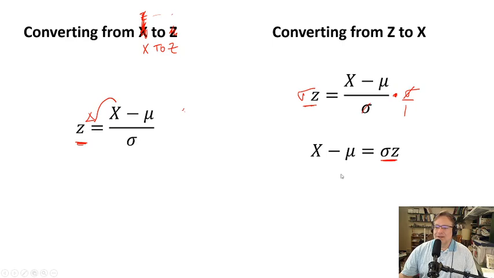And how do I solve for x? I'm going to add mu to both sides. And here's our equation for x. X is equal to mu plus sigma z. Okay, so you will see how we're going to apply this particular formula in some of our problems coming up here.